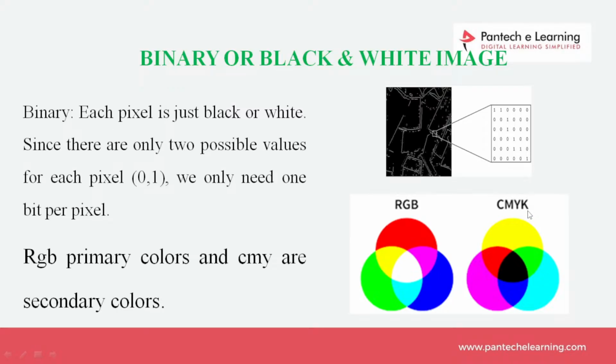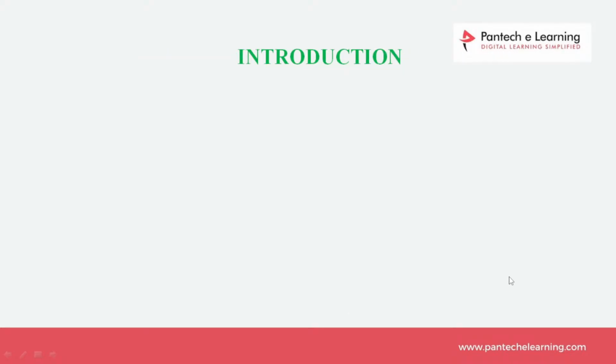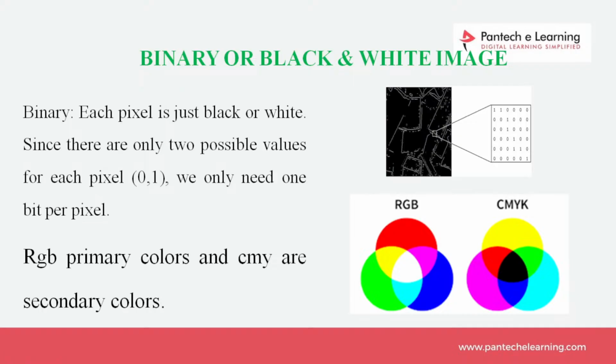What's the meaning of the K? That is about black. So maximum range of RGB you will get a white color. Minimum range of RGB you will get black color. CMYK is fully opposite. So maximum range of CMY you will get black color. Minimum range of CMY you will get white color.